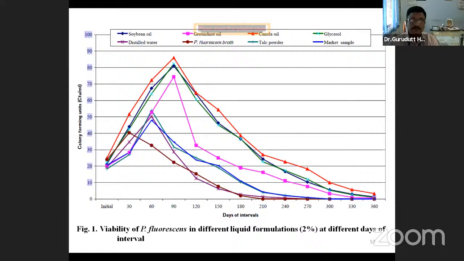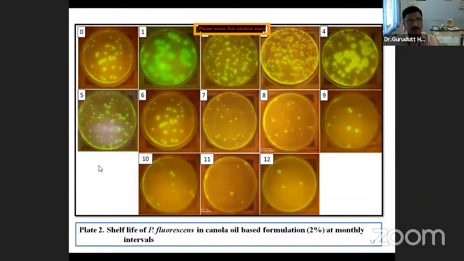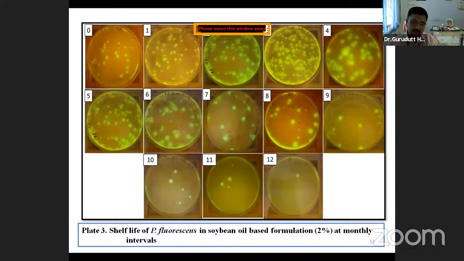And this is just a graphical representation indicating the higher cell count of the Pseudomonas fluorescens in different oil based formulations. We can see the number of cells, or colonies, being observed in the different formulations. You can see the maximum is in canola oil as well as groundnut oil, and then soybean oil. Further, it is reduced. That means to say that these oils have got a richer or higher role in enhancing the production, maintaining the colony forming units of the Pseudomonas fluorescens at 2% suspension.